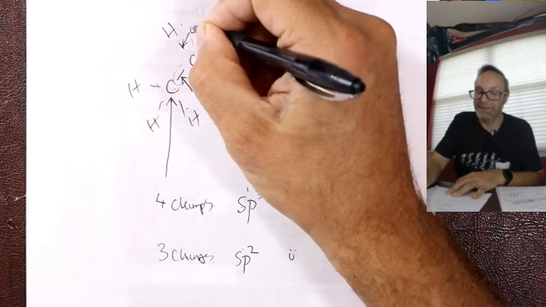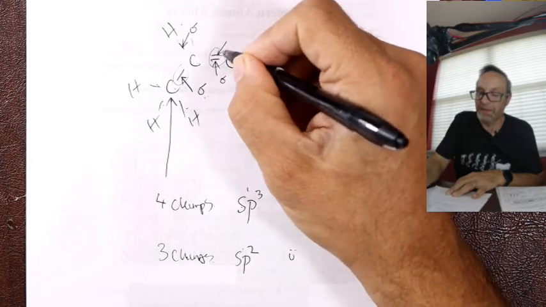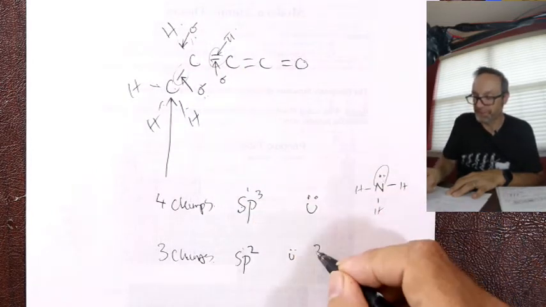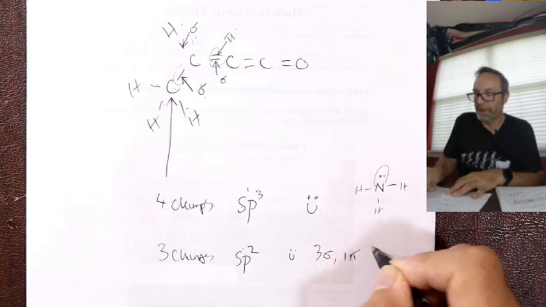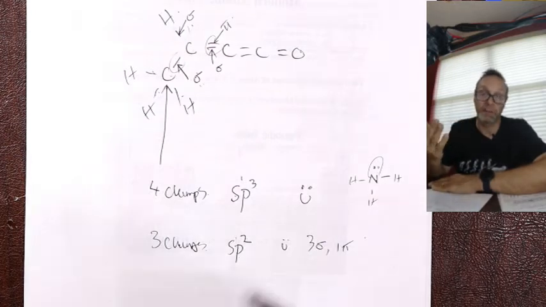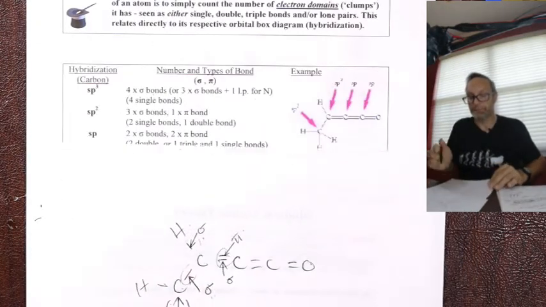Now here's the thing, this is where I got confused before. A single line is a sigma, and then the first of the double bond is a sigma, the second is a pi. So I've got 1, 2, 3 sigma, 1 pi. So when you start to see double bonds, the second line is a pi bond, right? Okay, all right.